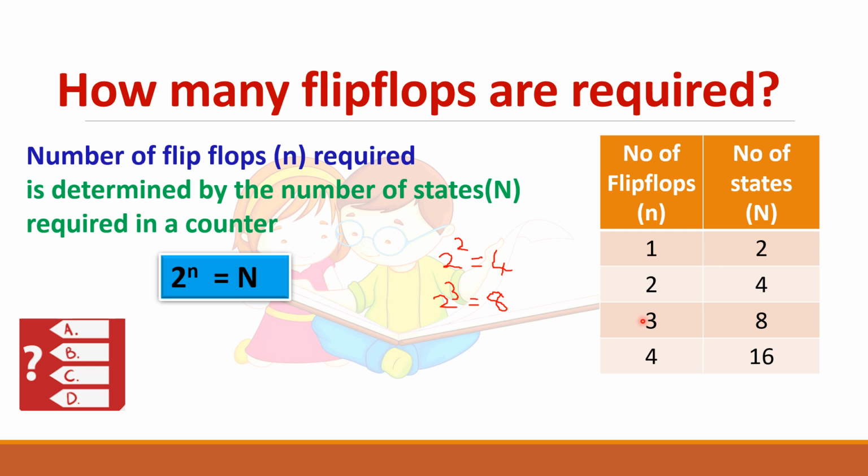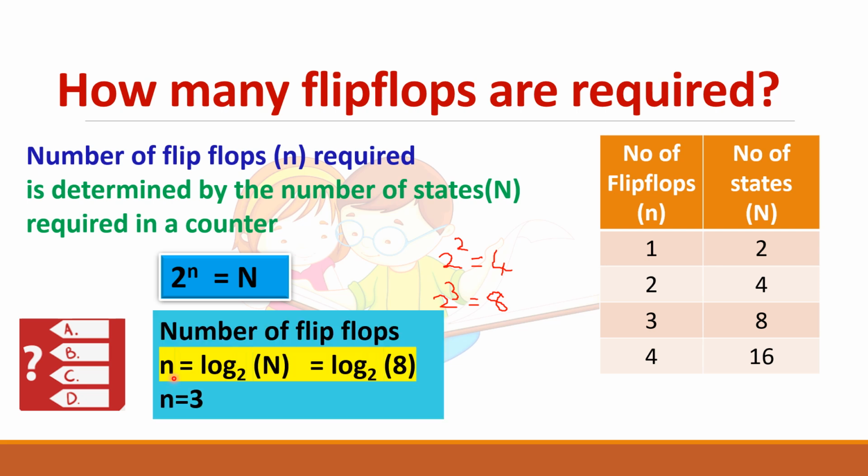Sometimes in multiple choice questions, they will ask directly for the formula for finding the number of flip-flops when the number of states is given. In such cases, the formula is n = log to the base 2 of N, where capital N is the number of states. For example, let us take the number of states as 8. You can write log to the base 2 of 8, which is nothing but 3. So with 3 flip-flops, you will get 8 states.